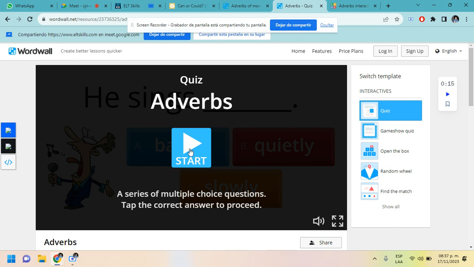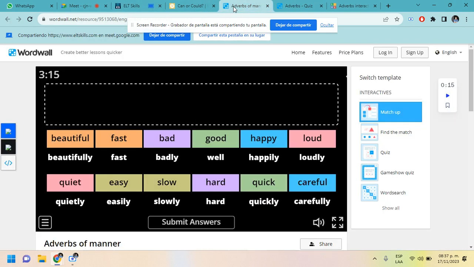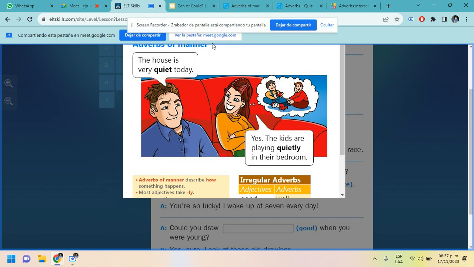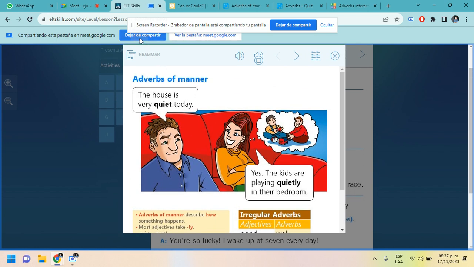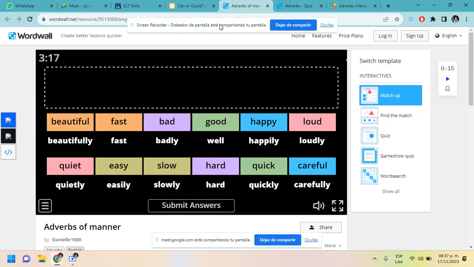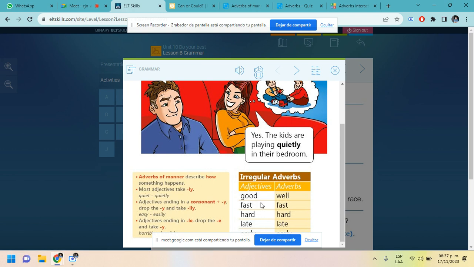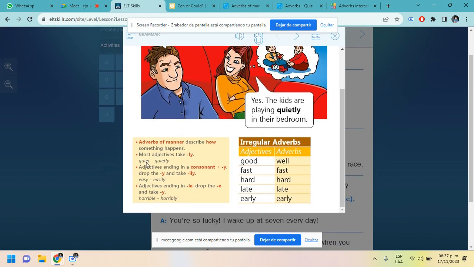Here. Look, he seems. What is the correct option? Let's see. De lo que te mostré, aquí están algunos adverbios, ¿no? The good, well, the fast, the hard. The quiet, quietly. The easily. The horrible, horribly.